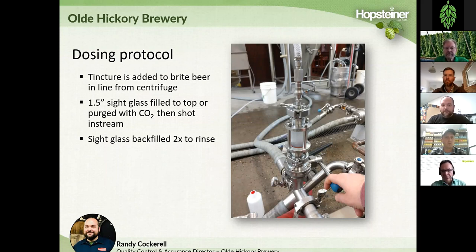He waits for anywhere from 10 to 15 seconds before we call it purged. And since CO2 is heavier than air, it's sufficient. We haven't seen giant increases in our dissolved oxygen, which we do measure after transfer. Our dissolved oxygen rates are still excellent.